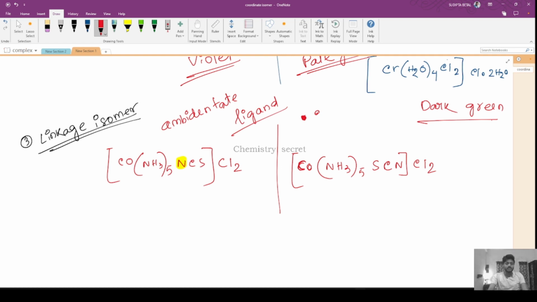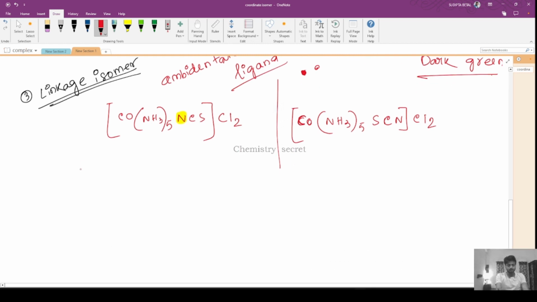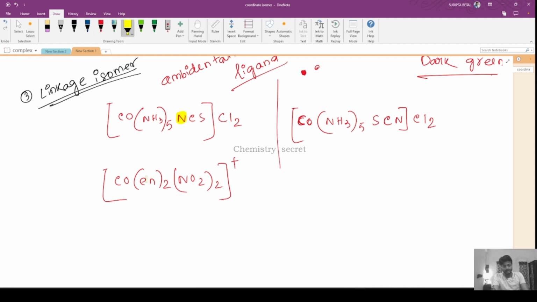Okay, so if we take one more example, Co(en)2(NO2)2. What we told about en is that it is the chelating ligand. This is the chelating ligand, not the ambidentate ligand. Chelating, and this is ambidentate.